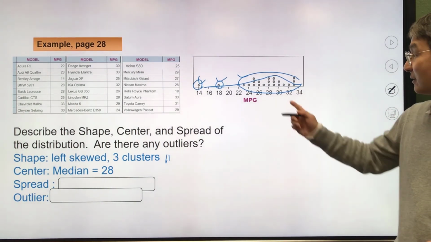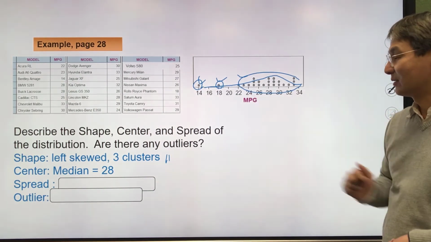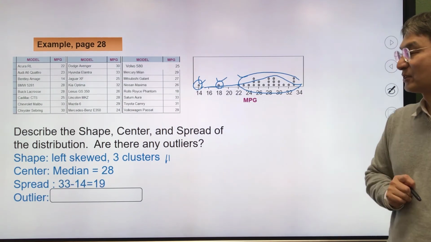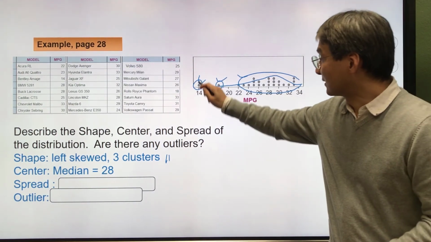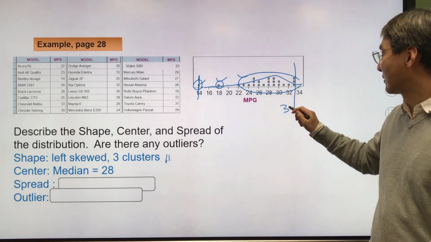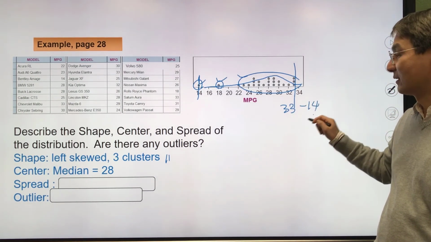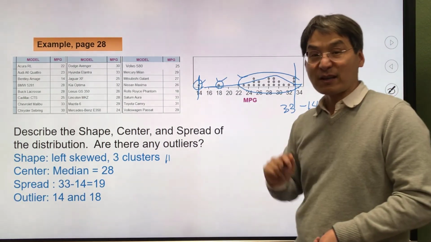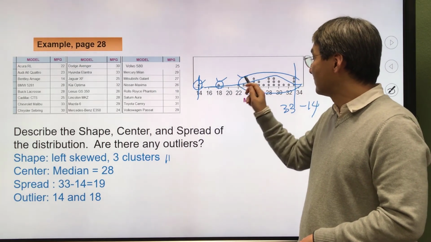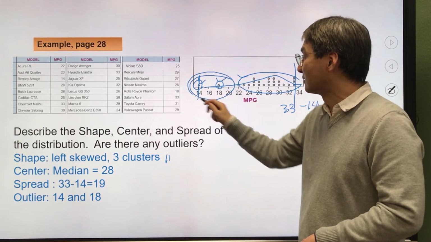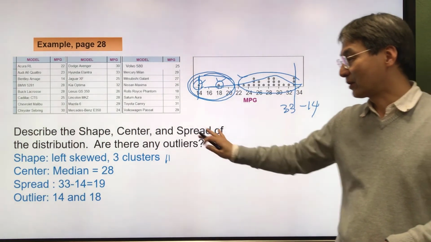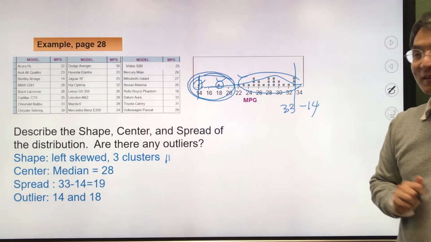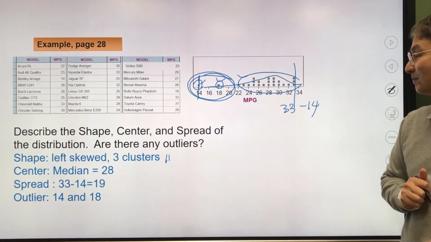Next, the median. The median is 28. You can count the data points and then find the median. You could also say the mean for this distribution. For spread, see this is the minimum and this is the maximum. The max, 33, minus 14, and we get the spread. For outliers, use the definition of outliers, and you'll find 14 and 18 are outliers. You'll be good if you show SOCS. I think this is a good example for an FRQ.